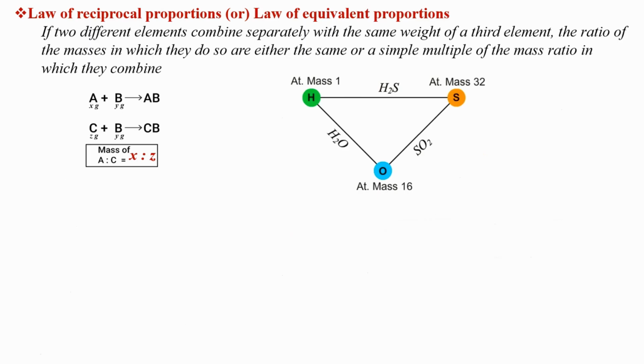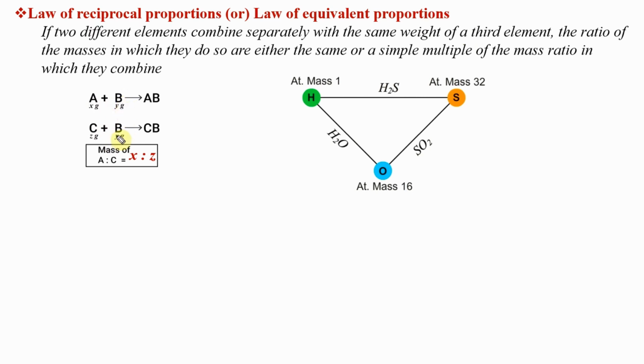The next law we are going to see is the law of reciprocal proportion. This is again logic. If two elements combine separately with the same weight of a third element, so let's say for example, I have A combining with B and C combining with B. So they are combining with the same weight of the third element. The ratio of the masses in which they do so are either the same or a simple multiple of the mass ratio in which they combine.